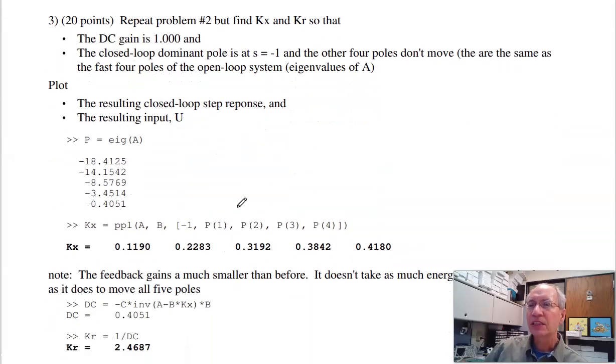Problem 3 says I put the poles at kind of an arbitrary spot. The pole at minus 1 makes sense. That specifies the settling time. Suppose I just care about the dominant poles. The other 4 really don't matter.